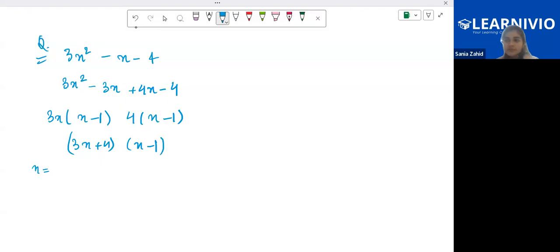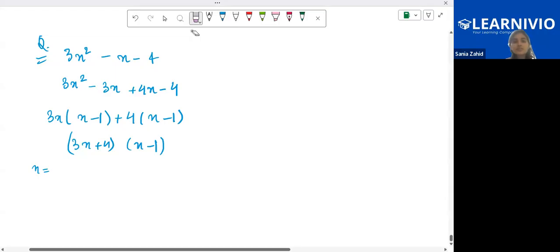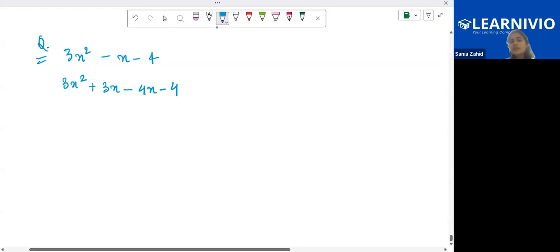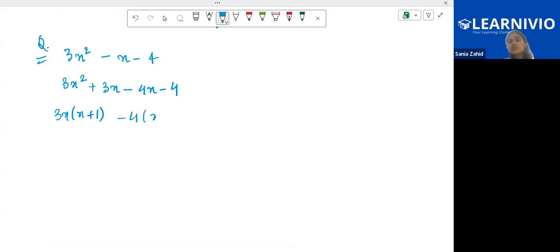Plus 3x minus 4x. Why minus 4? You get positive 4, not minus 4. Okay, wait. Yeah, it should be plus 3x minus 4x because it is negative 4, right? Okay, look here. This will be plus 3x, this will be minus 4x. Now you take 3x common, you get x plus 1. Here you take minus 4 common, so again you get x plus 1. Your factors will be 3x minus 4 and x plus 1.